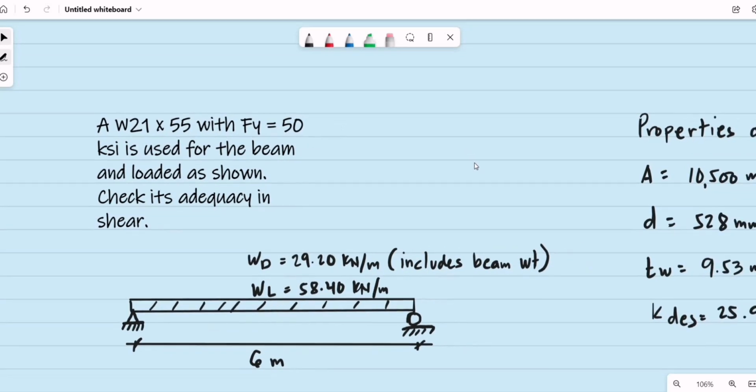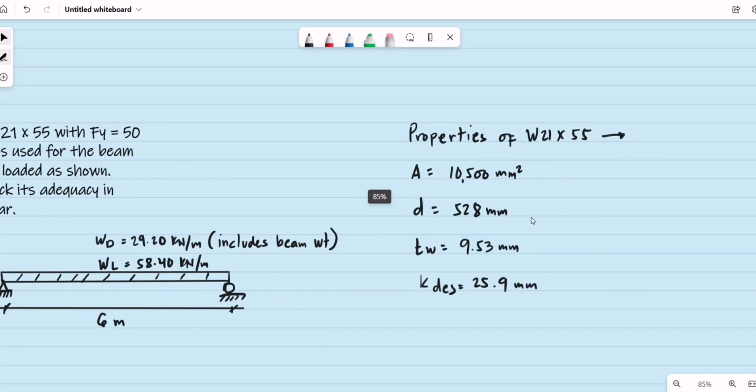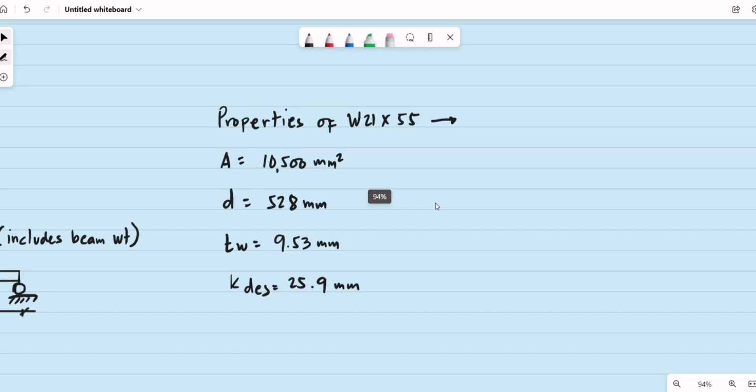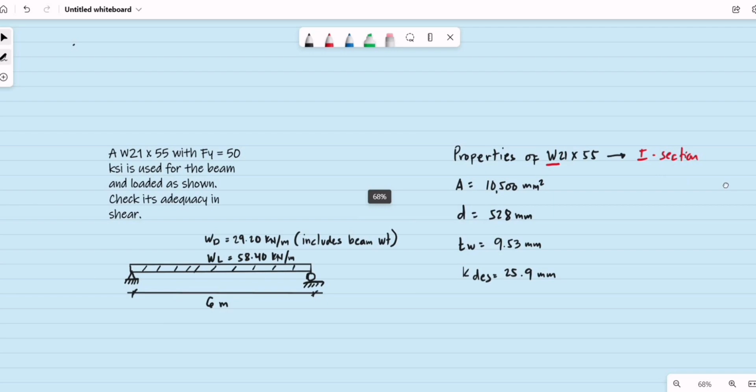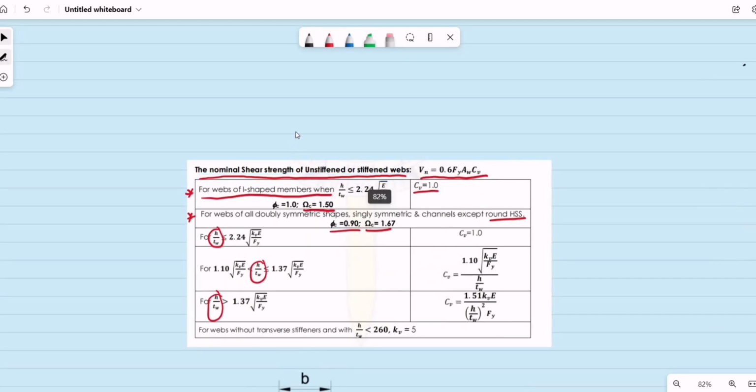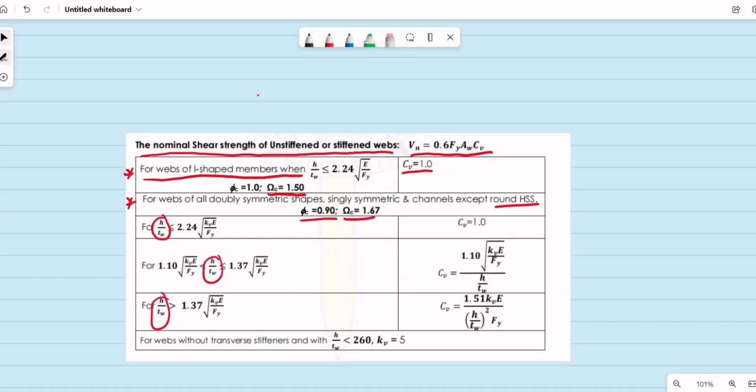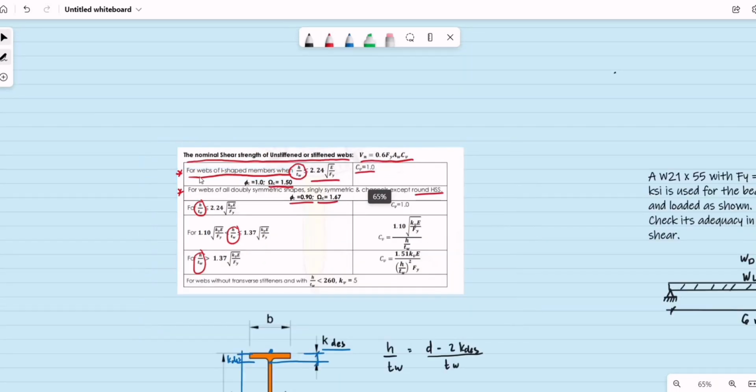For the properties of W21 by 55, we list down the properties from our database. Take note that if we are dealing with a W section or a wide flange, this section belongs to the I section. We are considering wide flanges as I sections. Therefore, we need to compare the value of the slenderness ratio h over t sub w to 2.24 square root of E divided by Fy.